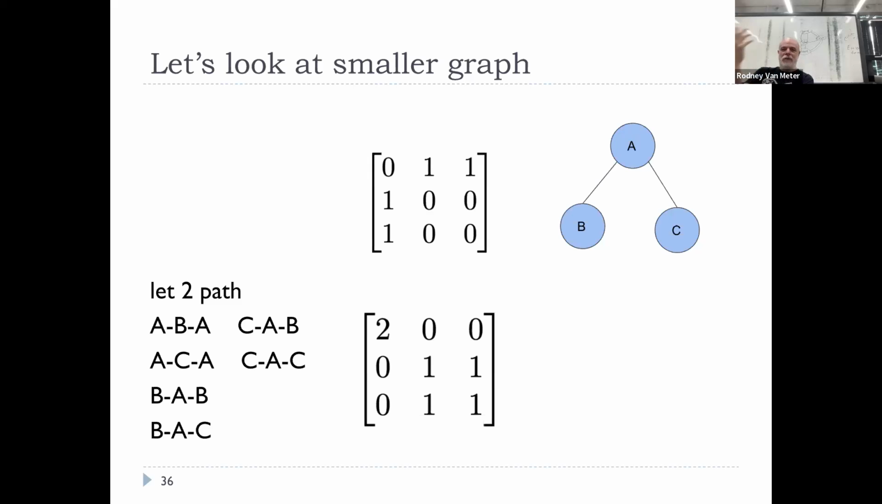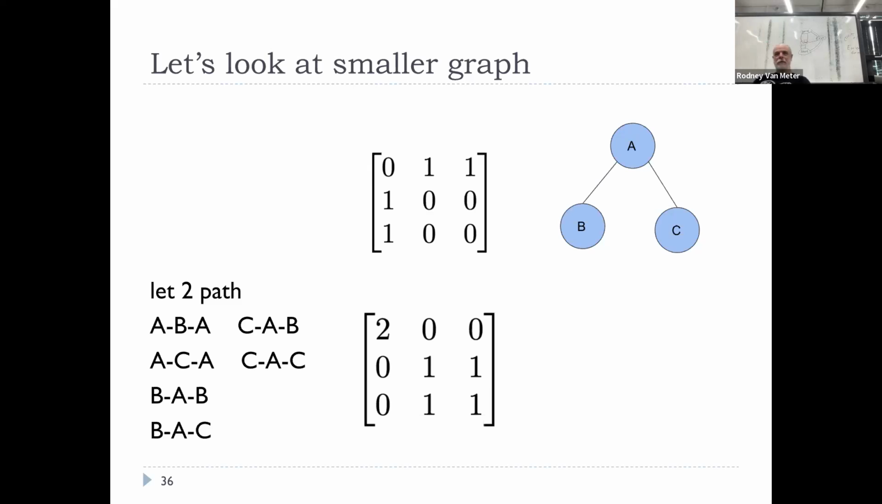So the number of paths of length 2: you can go from A to B and then back to A, or you can go from C to A to B, and there are exactly 6 2-hop paths, or 2-step paths. Is that right? Yeah, I think so. I think that's everything. We squared the matrix here. And what does this tell us?